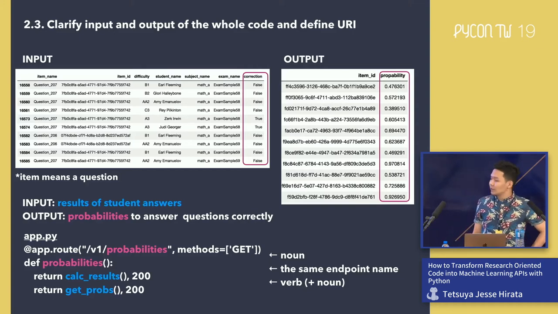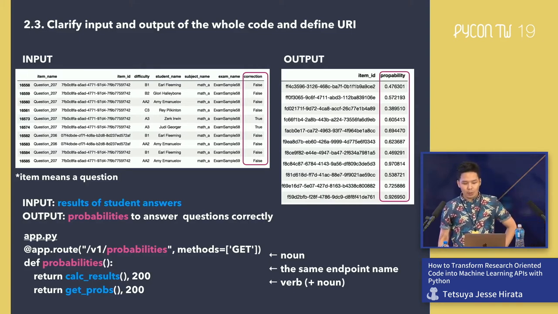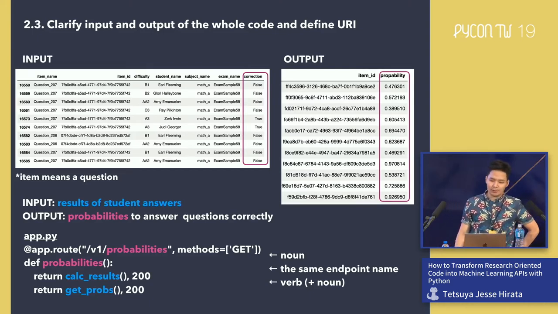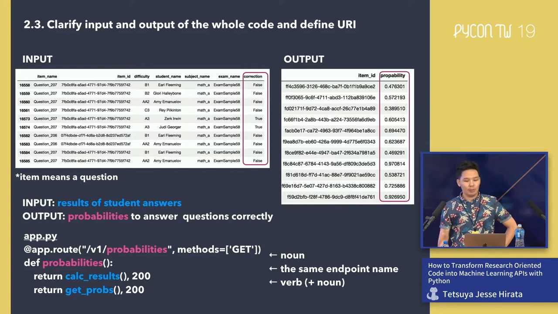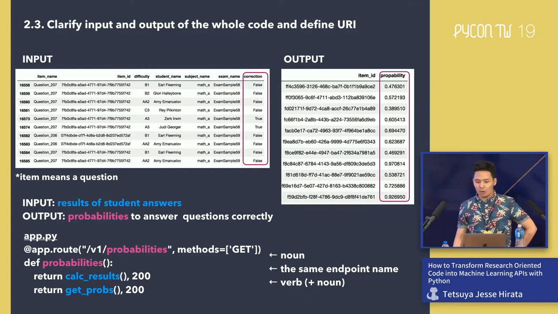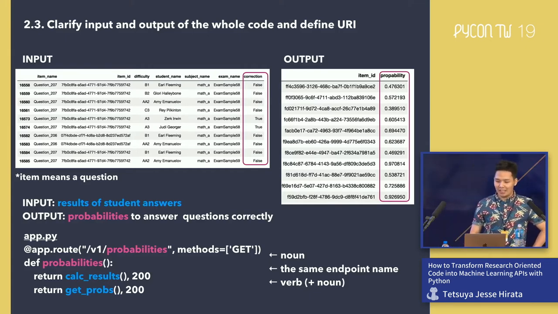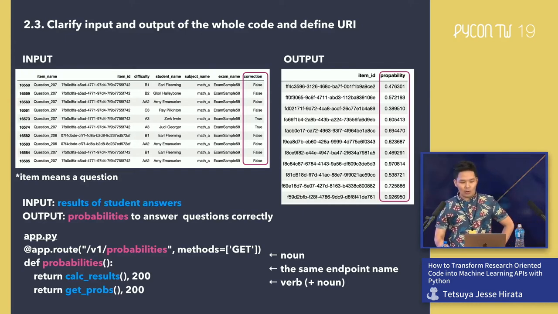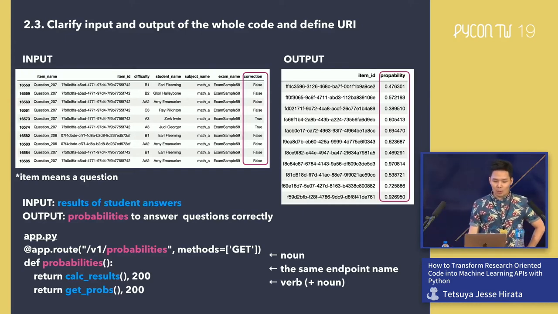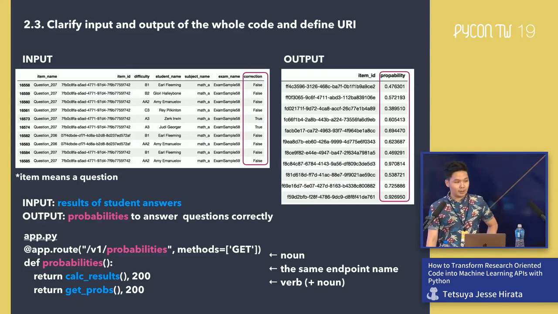So the role of the API is to get probabilities. We can directly label probabilities as an endpoint name. Based on best practices, a function name should be a verb or verb plus noun. The role of this function is to calculate results or get probabilities. So we can label the function name calculate results or get probs.